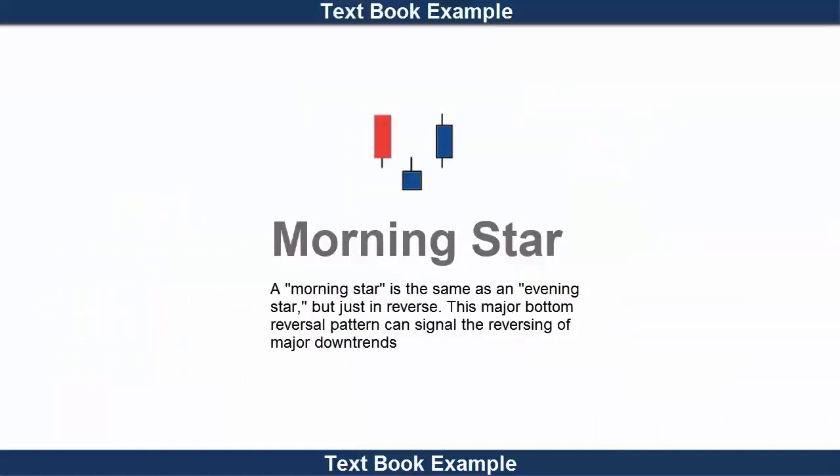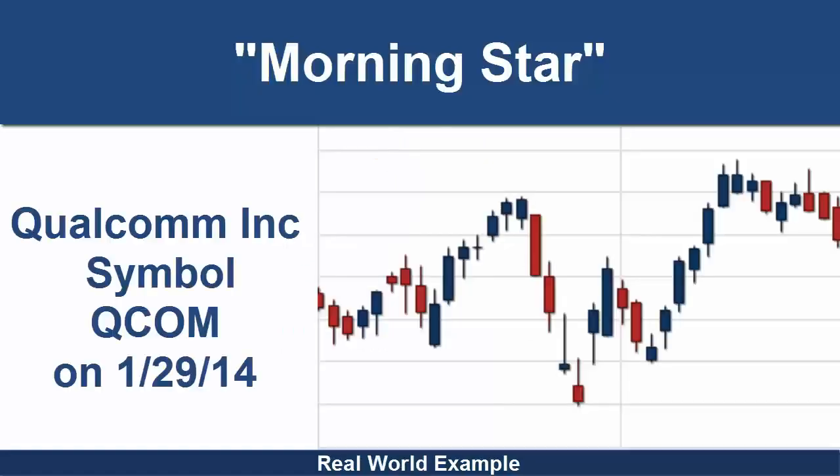A morning star is the same as an evening star, but just in reverse. This major bottom reversal pattern can signal the reversing of major downtrends. A morning star signifies a major bottom and reversal. Can you spot it on this chart of Qualcomm? That is correct. You're well done. Now let's move on to look at some other candlestick formations.